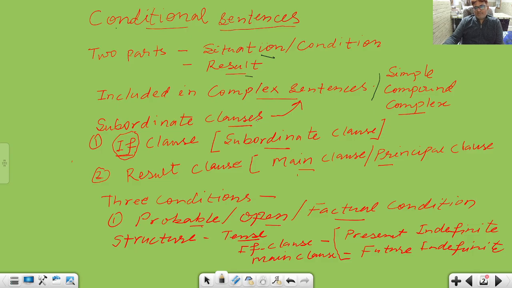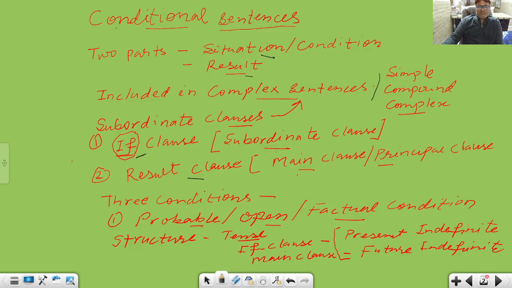Subordinate clause: the if clause is the subordinate clause, and the result clause is the main clause or principal clause. So the part of the sentence which begins with the conjunction if is called the subordinate clause. And the part which contains the result is called the main clause or principal clause.